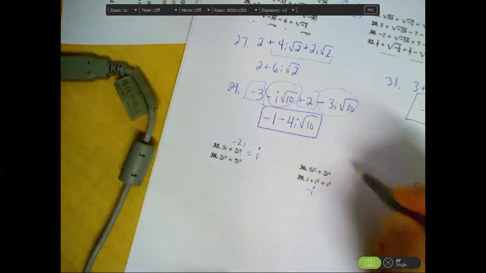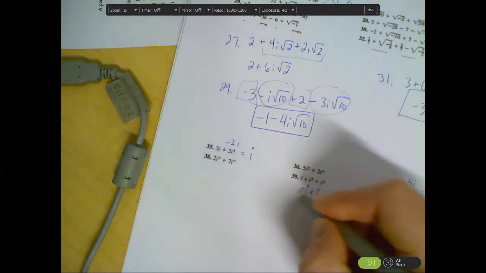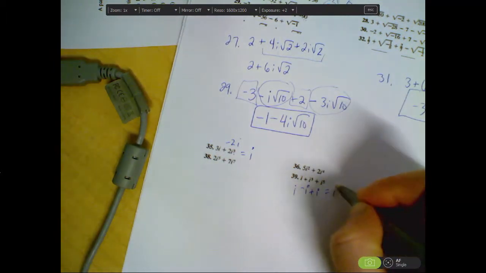39, negative i to the 5th. Remember, we divide by 4 with a remainder of 1, so this is the same as just i. So you have i minus i plus i, your answer is i.